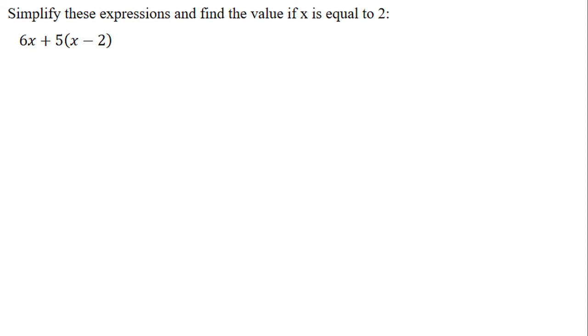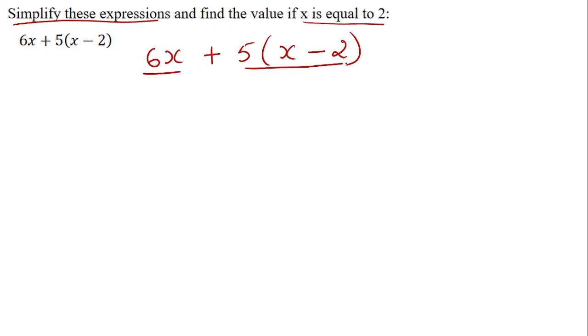Here too, first we need to simplify the expression and then find the value of the expression if x is equal to 2. Let us first write the given expression. 6x plus 5 into x minus 2. This is one term. This is the second term. So 6x. Let us simplify this term.